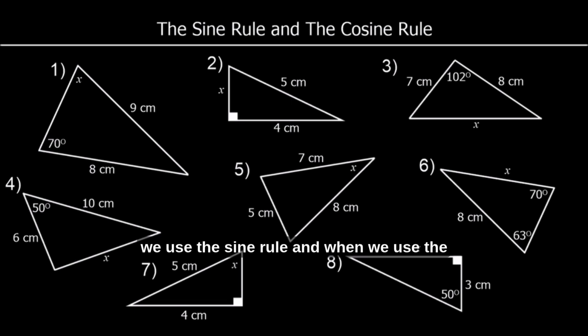When we use the sine rule and when we use the cosine rule. Here I've got 8 different triangles. Take a look at these triangles and try to decide which one's a sine rule, which one's a cosine rule, and which ones are neither of them.